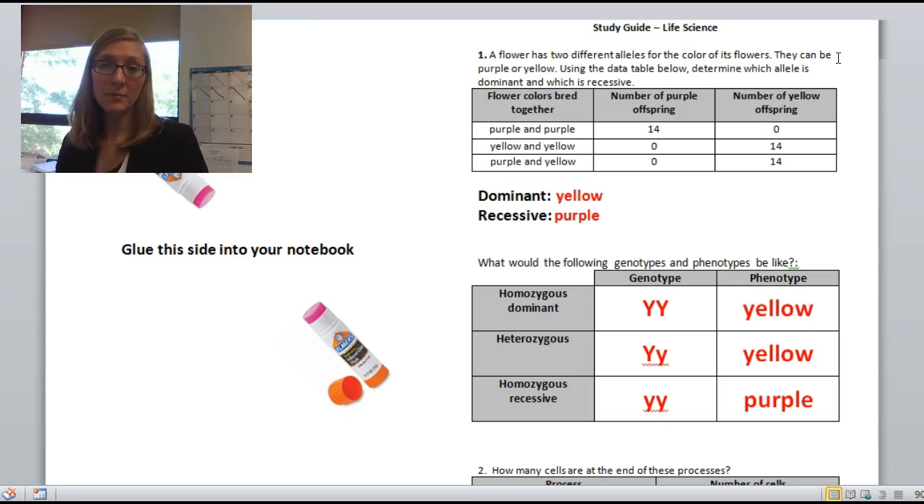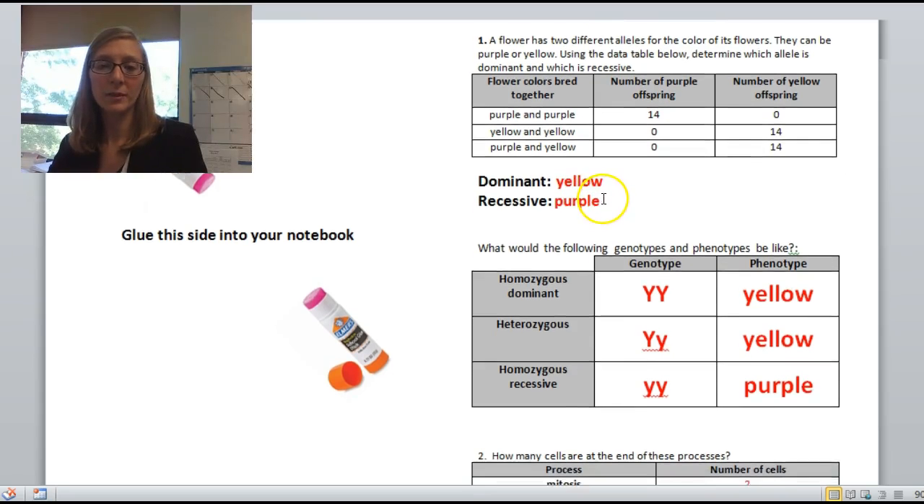So remember that dominant means, not that it's stronger, but it's going to mask over that other recessive allele if both are present. So when we look at the flowers being bred together, we get purple and a purple flower. The offspring are all purple. Yellow and yellow is all yellow. So those two facts in and of themselves don't really tell us too much, except that when we get to the purple and the yellow being bred together, all the flowers are yellow. Therefore, because that yellow is prevalent and it's going to show up over the purple, that's got to be the dominant allele. So that tells us that yellow is dominant and purple will be recessive.